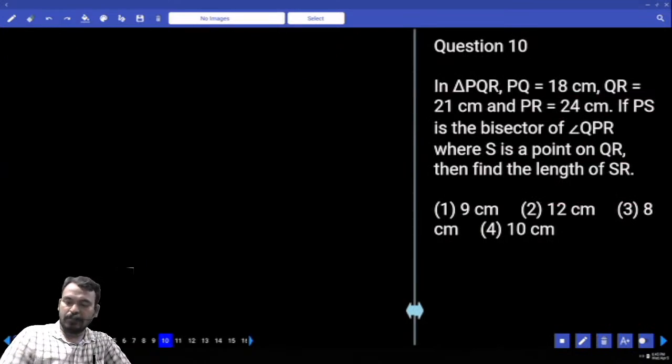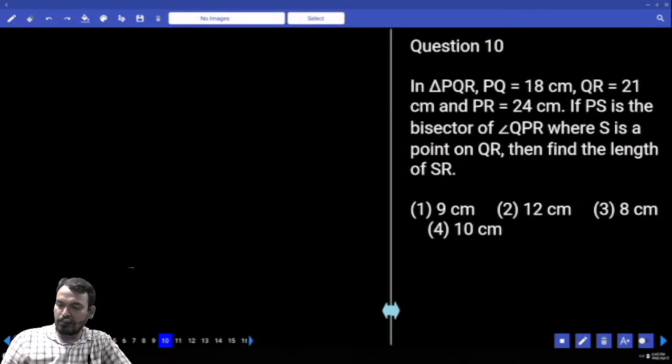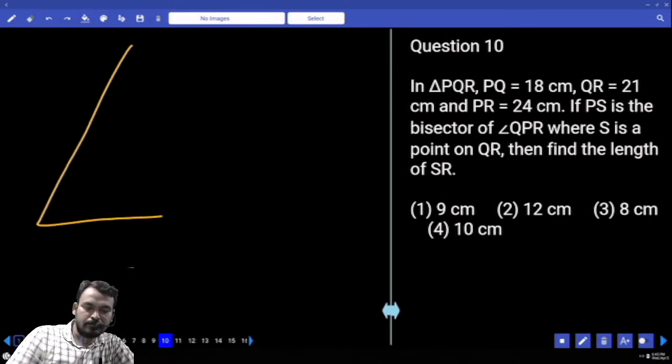Next, question number 10. In triangle PQR, PQ equals how many centimeters? 18 centimeters, and QR equals 21 centimeters. PR equals how much? 24 centimeters.